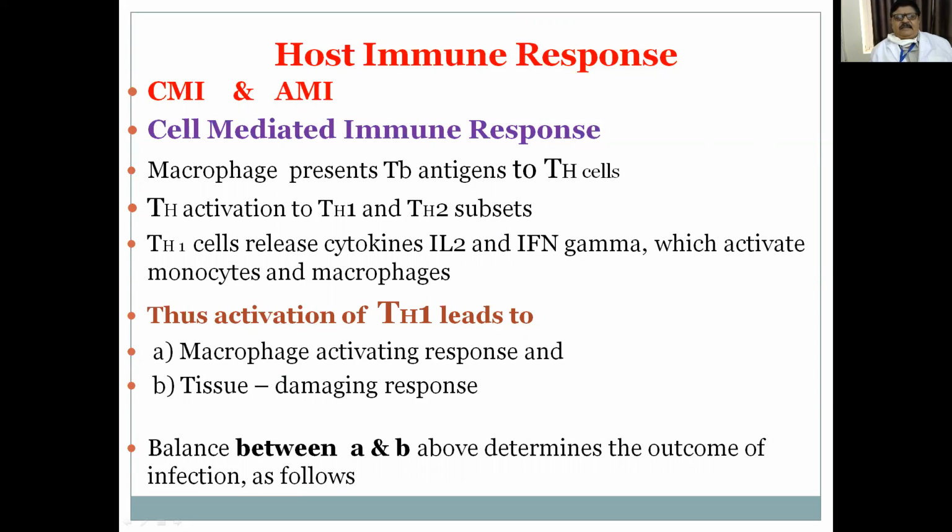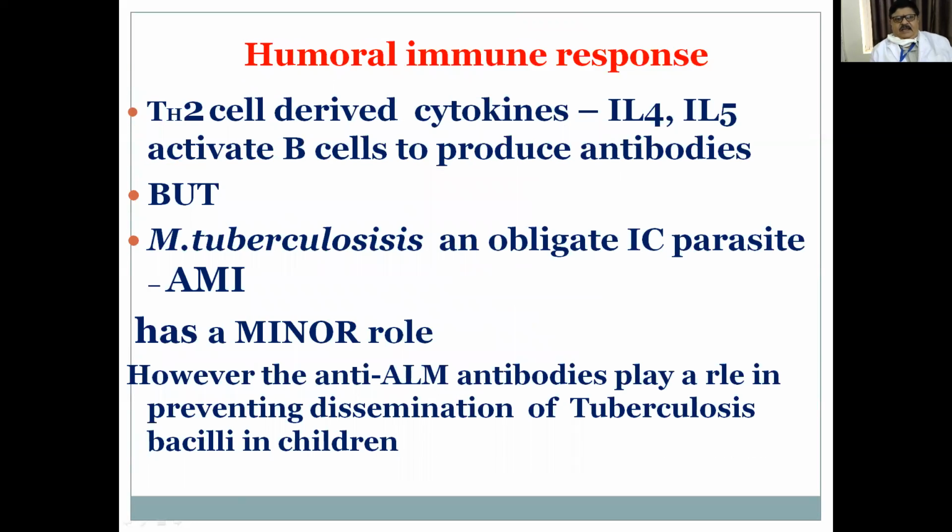So between A and B, that is the macrophage activation and tissue damaging, the outcome is decided. The balance between the two decides the outcome. And after TH1, we have TH2. They secrete the cytokines IL-4 and IL-5, interleukin 4 and interleukin 5. They activate the B cells to produce antibodies.